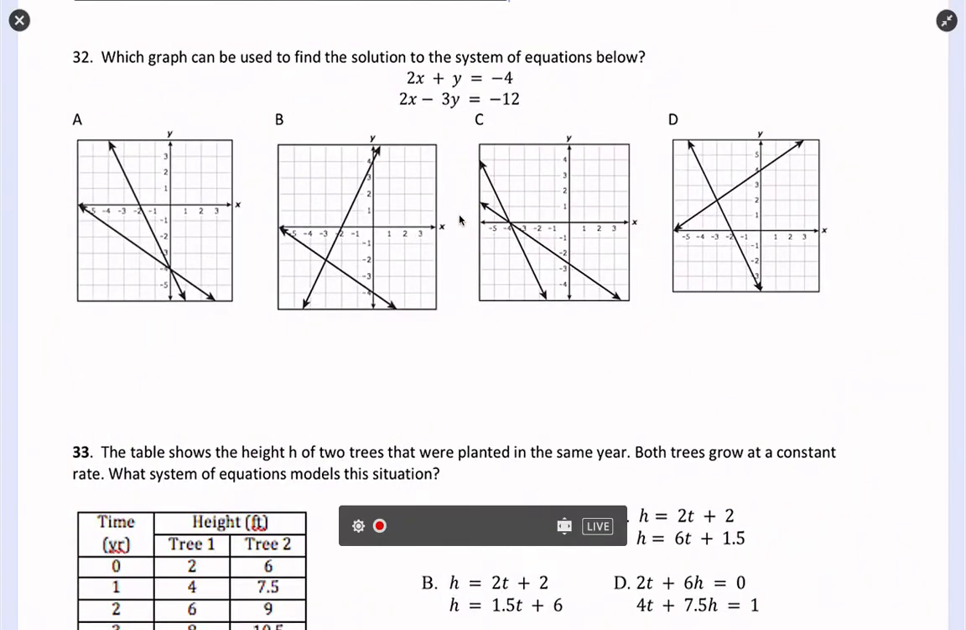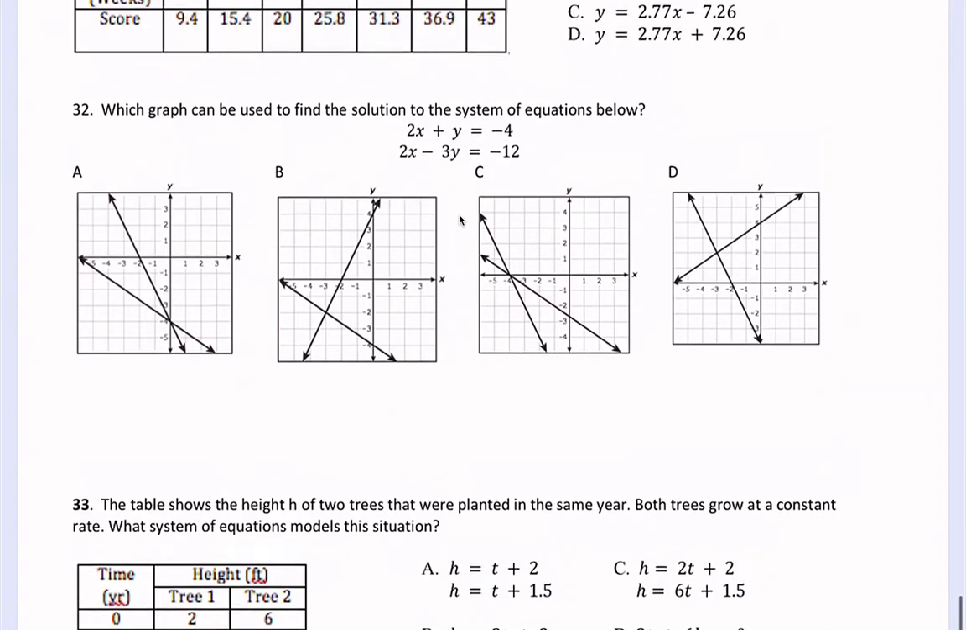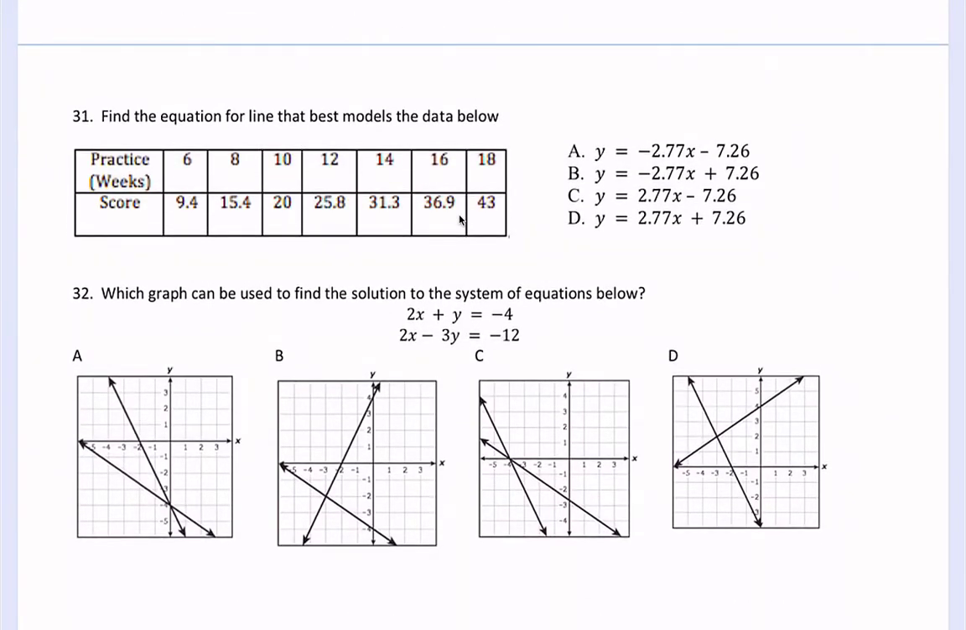Okay, so we're on the last 10 questions. All right, so number 31 says find the equation for a line that best models the data below. So this is going to be a lists and spreadsheets problem. All right, I know x comes first, so the top is my x, the bottom one is my y.